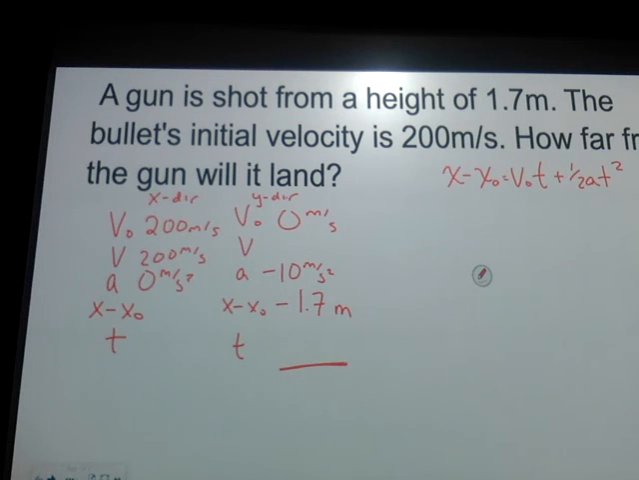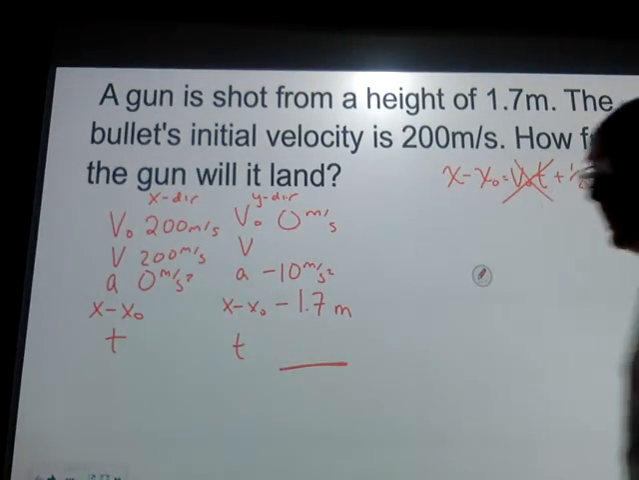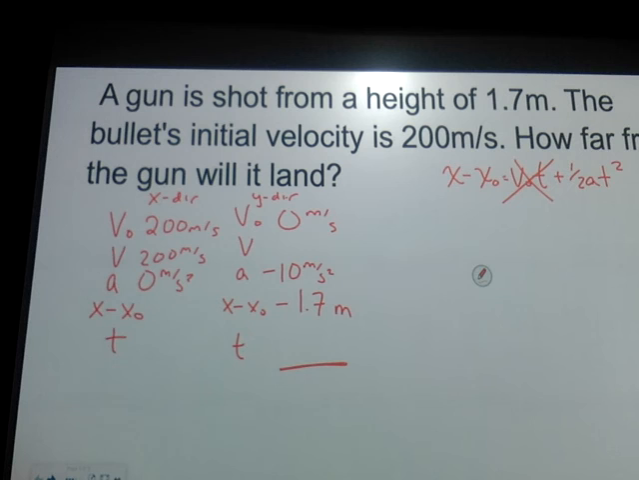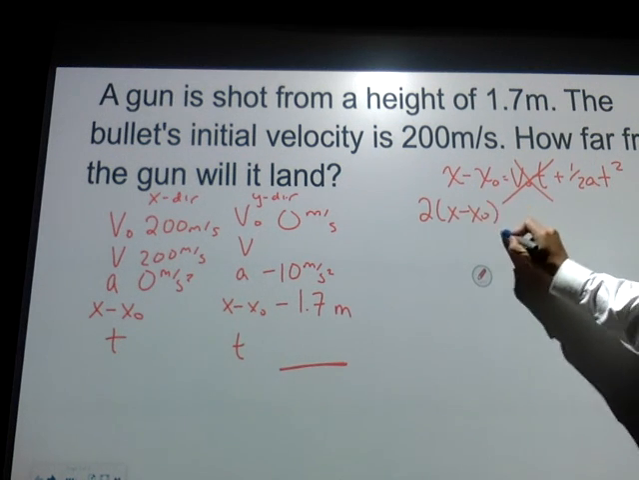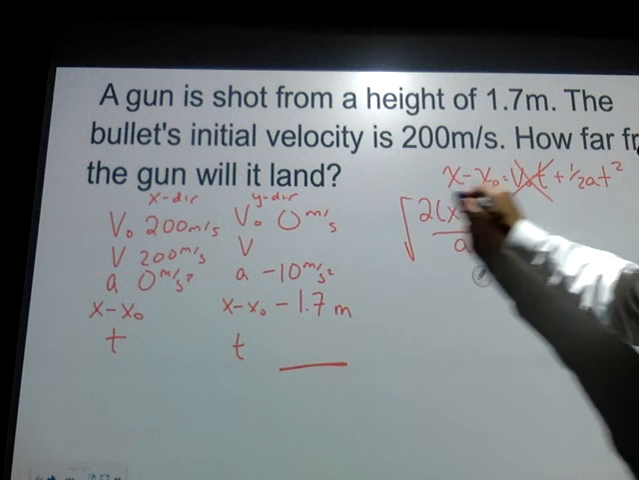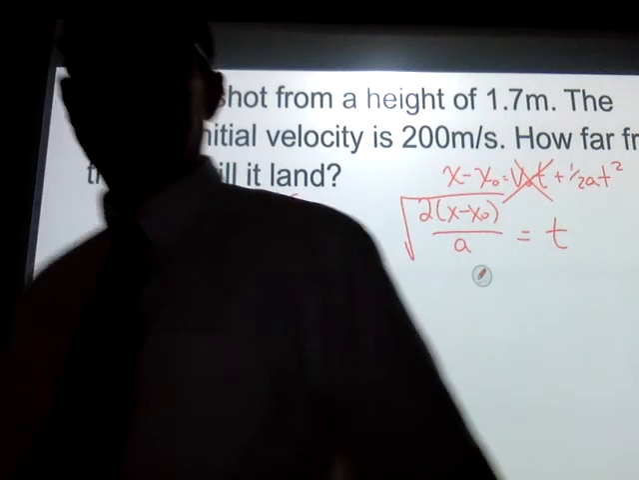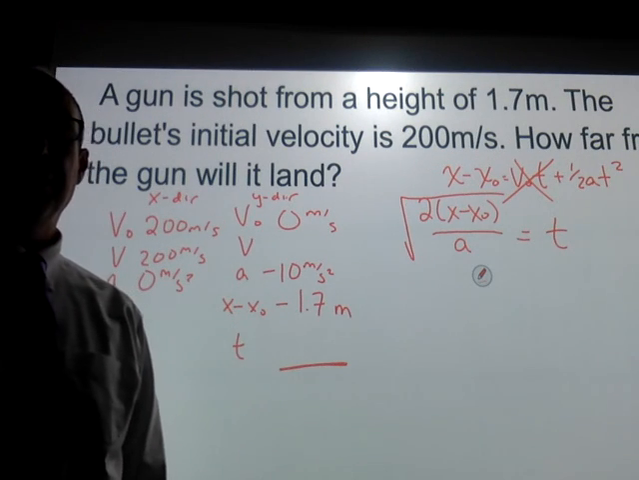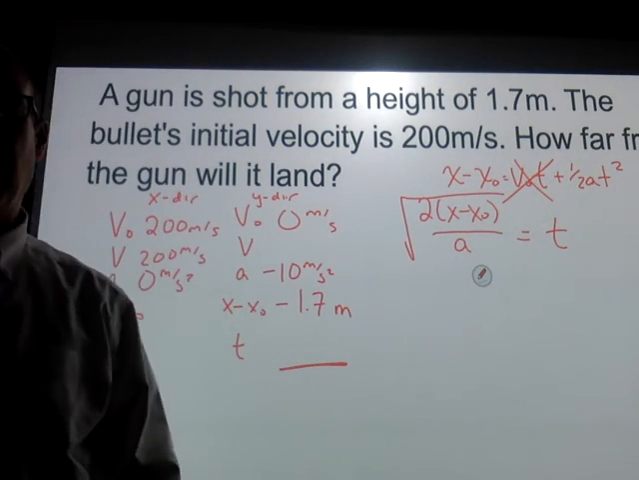So in this case, if I'm dealing with the Y direction, I know that our initial velocity is 0, and so this whole term goes away. The V naught T doesn't matter. And so it's X minus X naught equals 1/2 AT squared. So I'm going to multiply by 2, I'm going to divide by A, and I'm going to square root. And that's going to give me the T. Now, again, you can do this step by step, or you can do it all at once. But they do want to see the original equation and then the final equation.